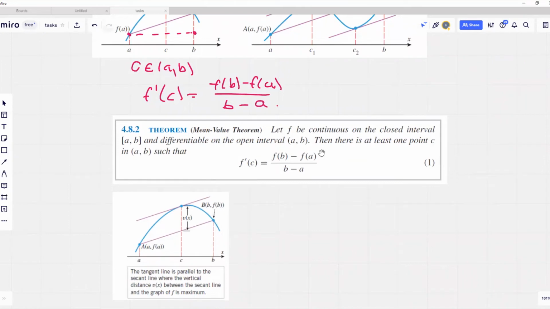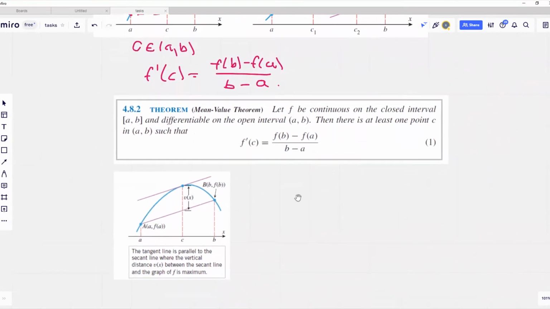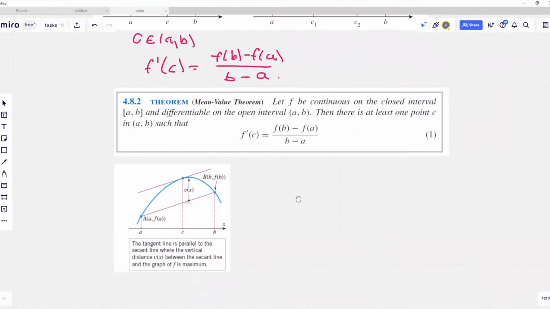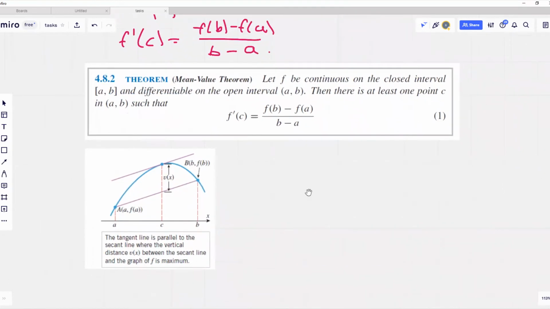Then there is at least one point c in the open interval (a, b) such that f prime at c is equal to f at b minus f at a over b minus a. The proof here is straightforward. Since we already proved Rolle's theorem, we can use it in this proof here.